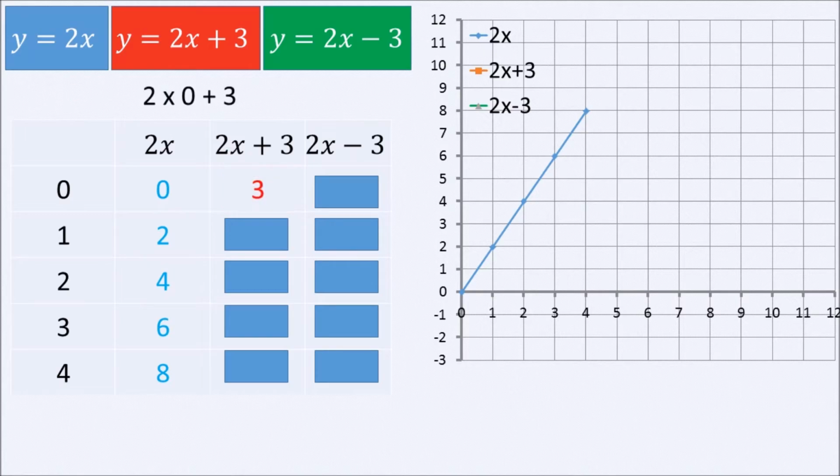So for x equals 0, y would be equal to 3. For x equals 1, y would be equal to 2 times 1 plus 3, which is 5. For x equals 2, y would be equal to 7. For x equals 3, y would be equal to 2 times 3 plus 3, which is 9. And finally, for x equals 4, y would be equal to 2 times 4 plus 3, which is 11.